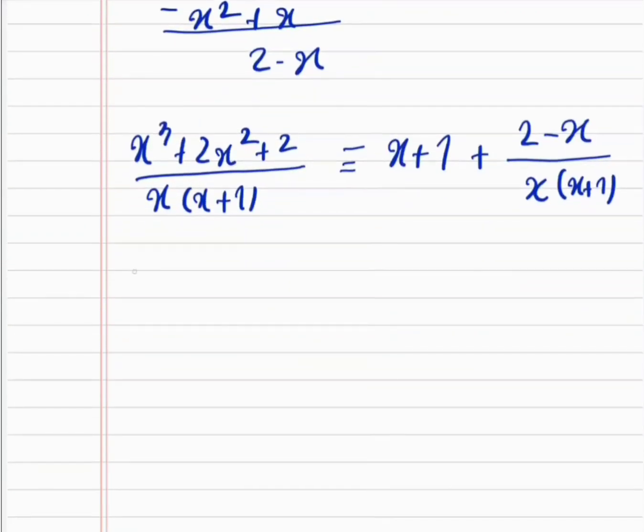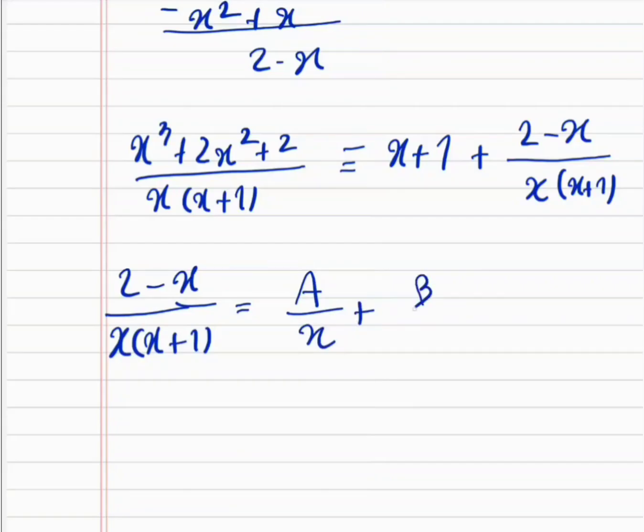Okay, at this point, again, we want to convert the second fraction, this one, 2 minus x over x times x plus 1, into a partial fraction. So we can rewrite this in the form a over x plus b over x plus 1.